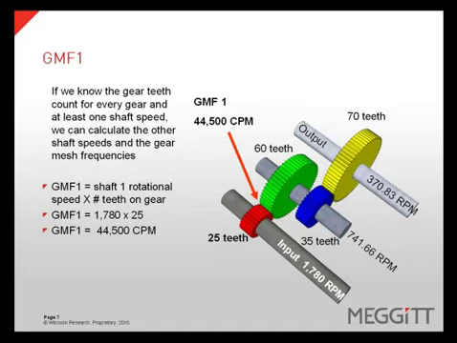In our example, we have an input shaft rotating at 1780 RPM with a gear mounted on this shaft with 25 teeth. We can calculate the gear mesh frequency 1 by multiplying our shaft speed, 1780 RPM, times the number of teeth on the gear, 25, to get a gear mesh frequency 1 of 44,500 CPM.